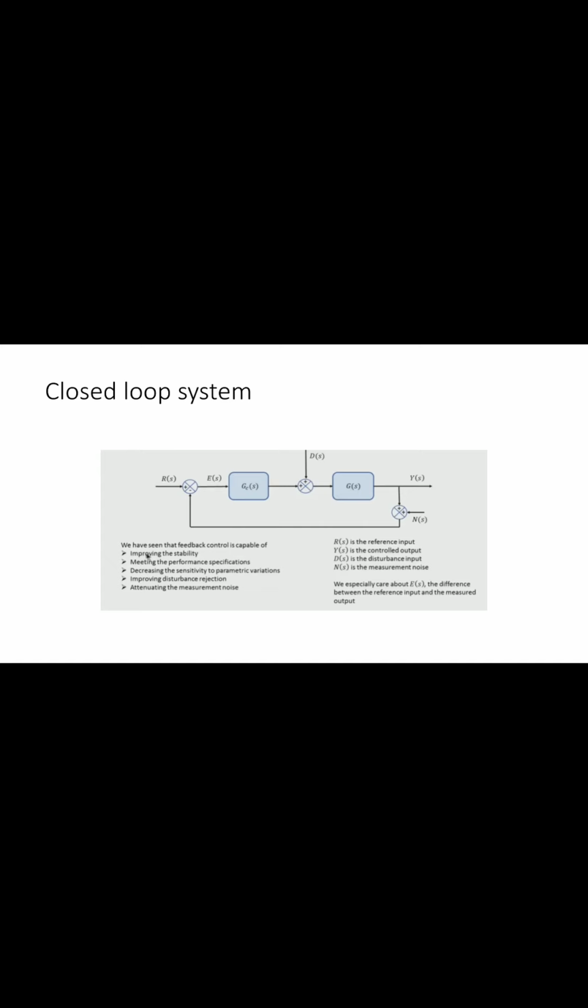Can you see a controller GC of S? Now this controller may be a P controller, that is a proportional controller. It may be a D, that is derivative controller. It may be an I, that is integral controller, or it may be a combination of P, I and D. So there are a number of combinations. It may be a PI controller, it may be a PD controller, or it may be a PID controller.